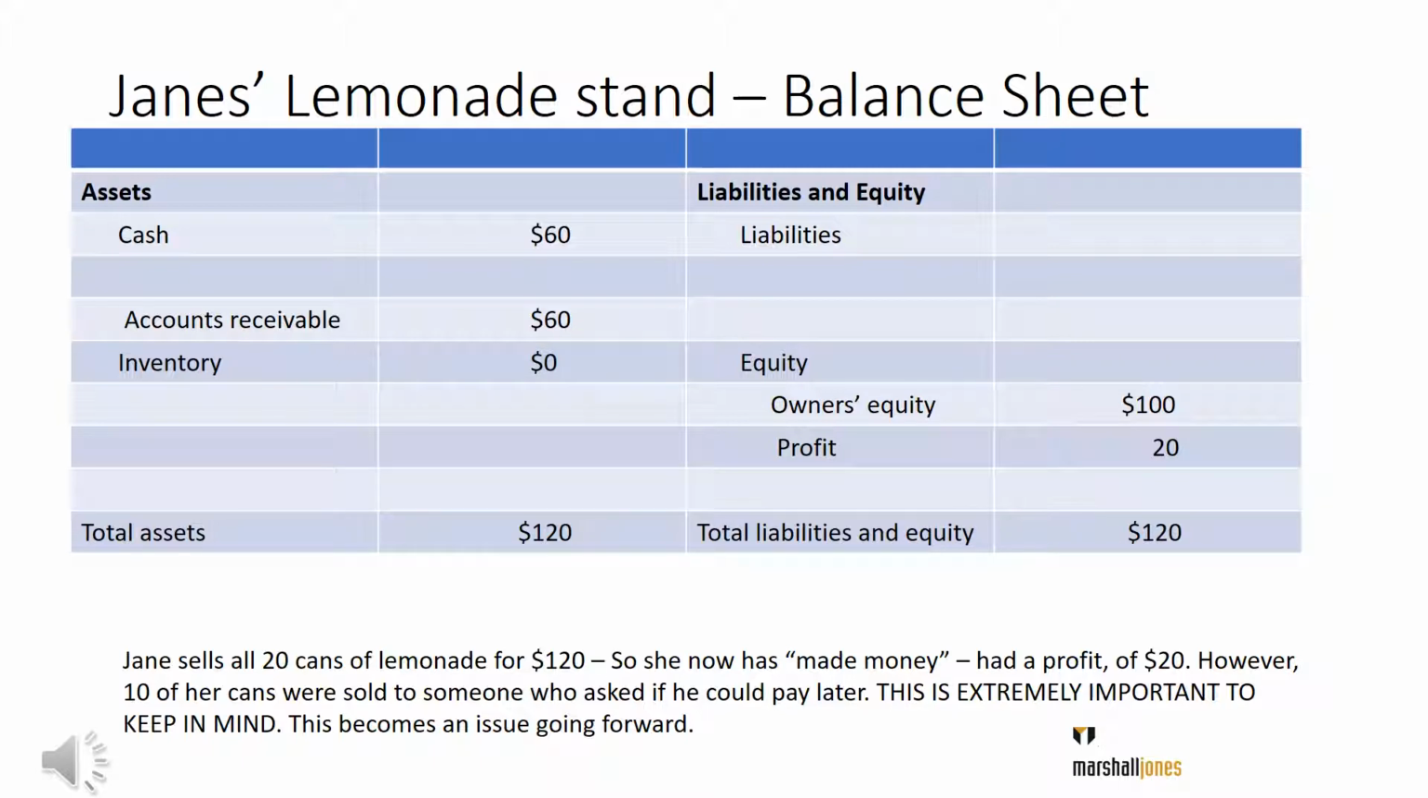Well, that means her $100 of total assets has grown to $120, which is the profit that she's made. So on the right hand of the balance sheet, we see the original owner's equity plus the profit of $20. Profit or loss, as the case may be, are a component of equity. So now you can see that the total assets and the total liabilities and equity still are equal at $120.